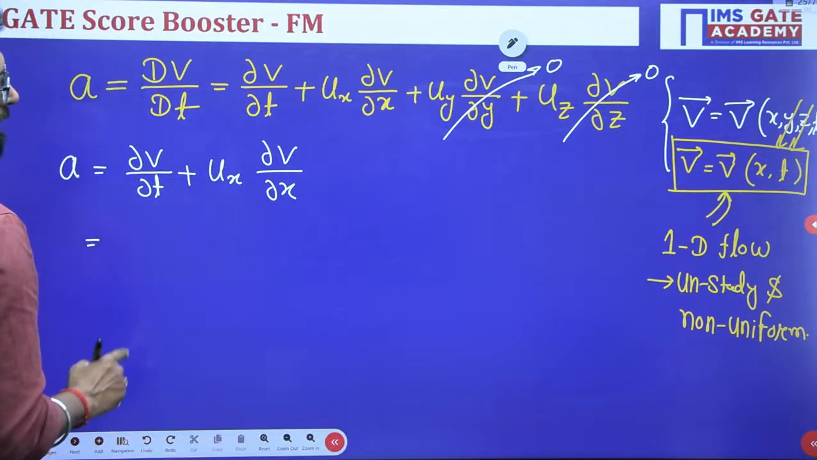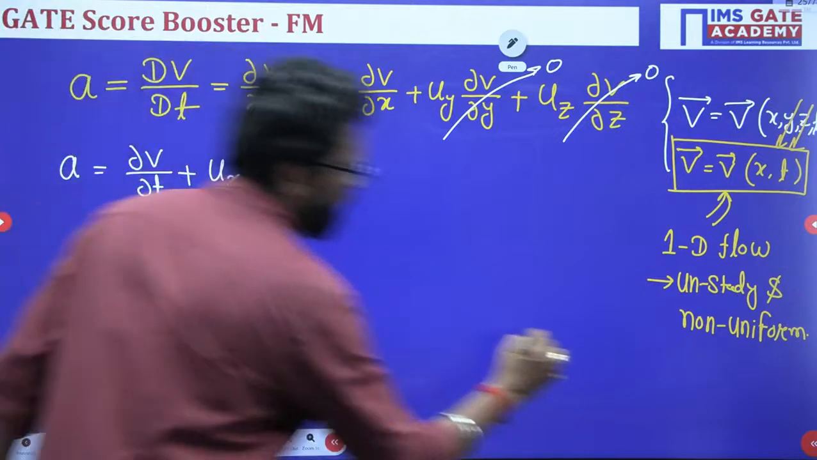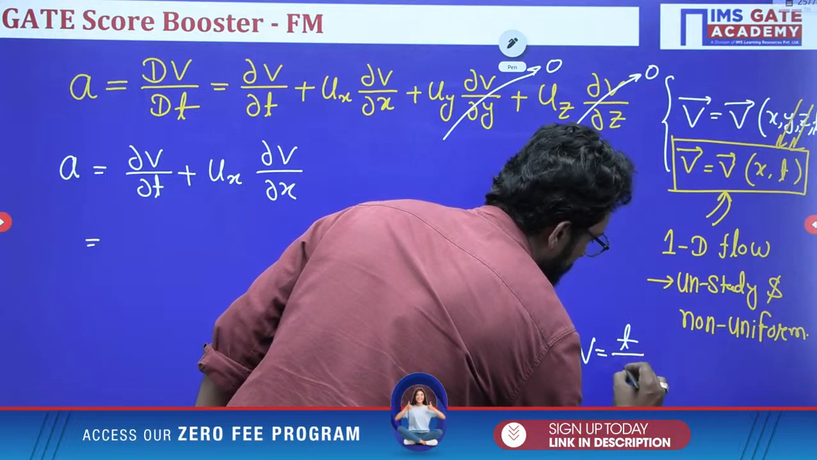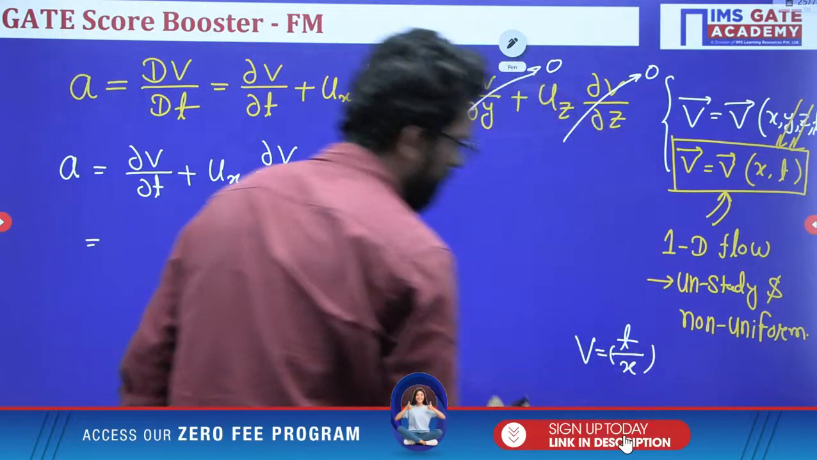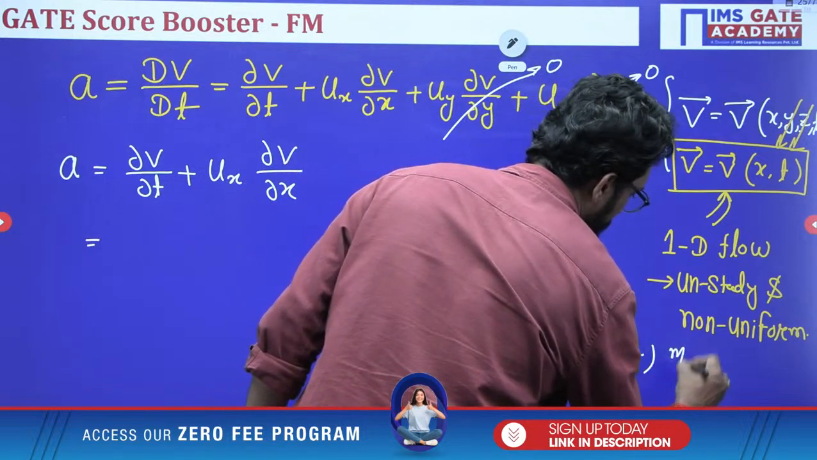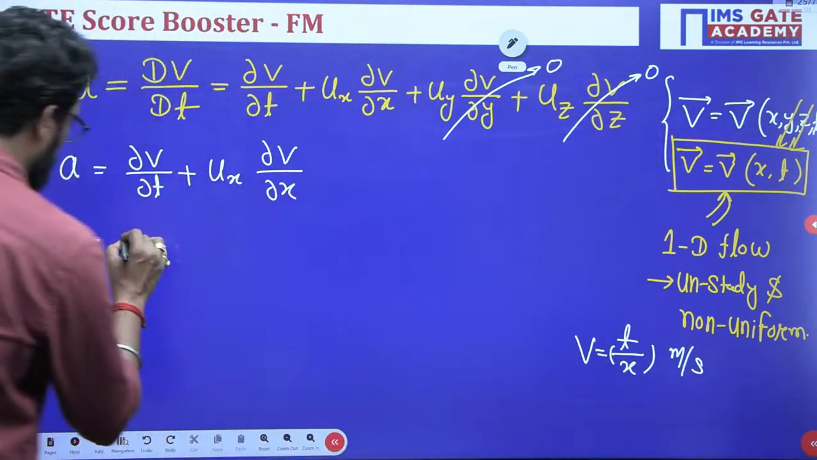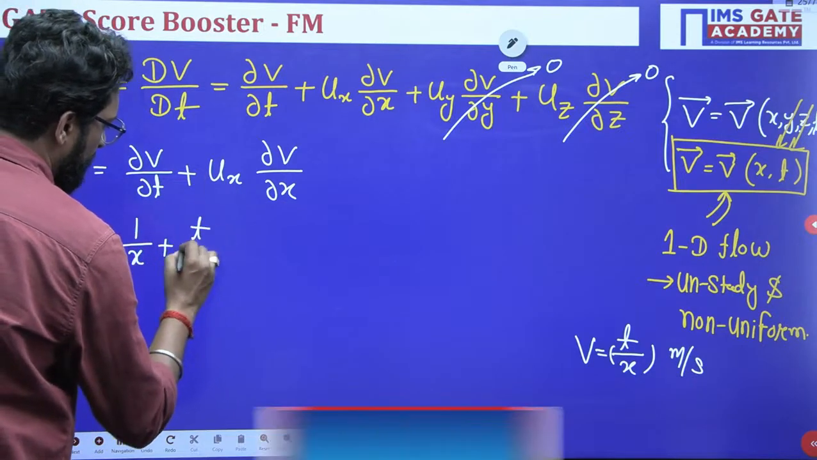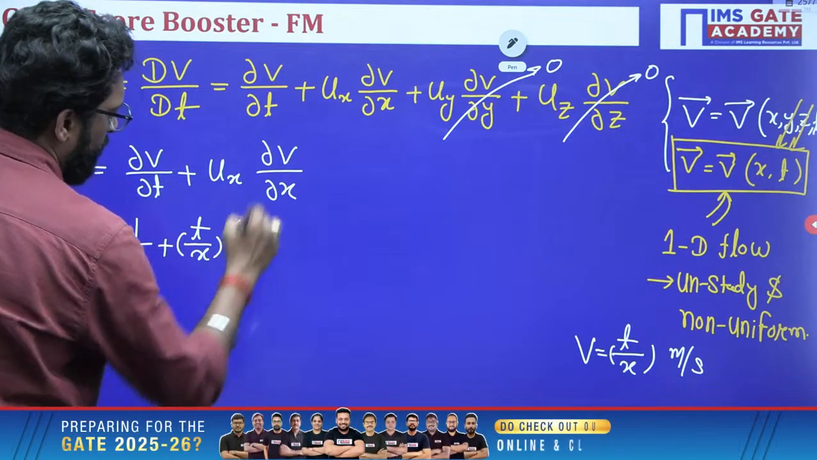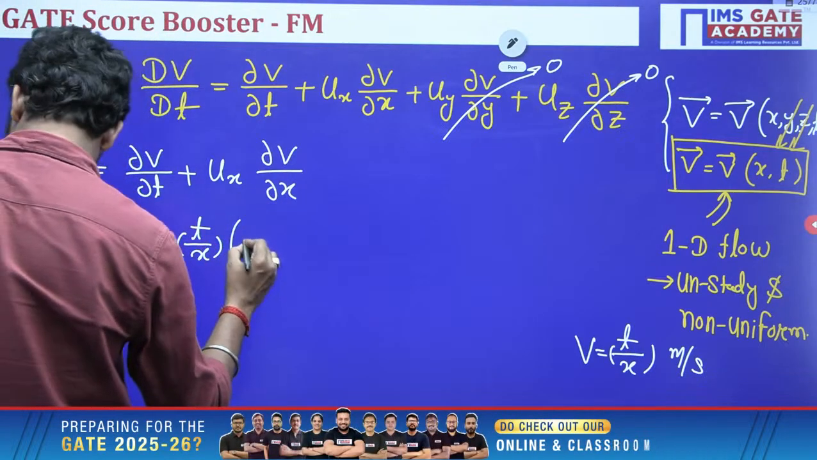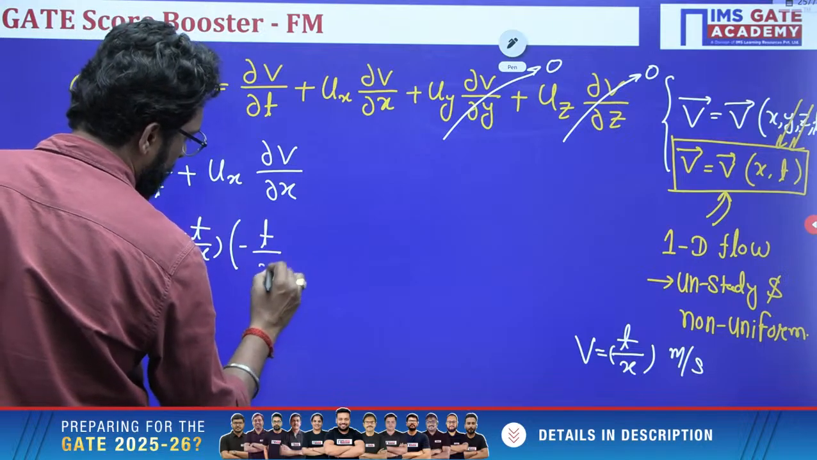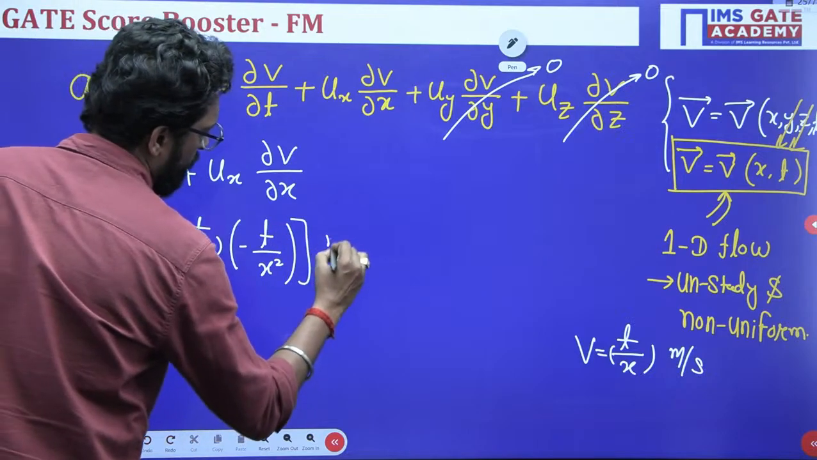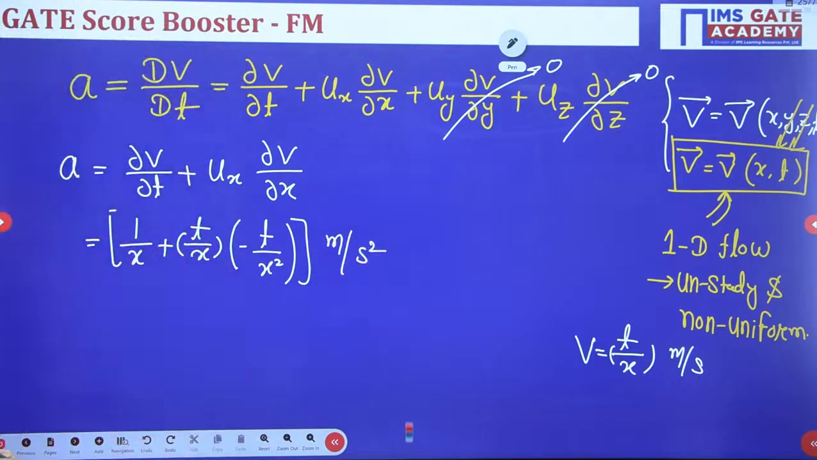Now dou v by dou t. v is what? t by x. Yes or not? t by x meter per second. So dou v by dou t is what? 1 by x. This is the velocity in x direction, t by x. Differentiate with respect to x. So this is minus t by x square, in meter per second square.